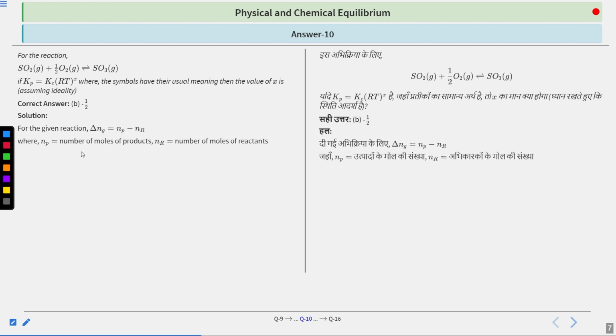So Np is the number of moles of products, or you can say specifically the number of moles of gaseous products, minus Nr, which is the number of moles of gaseous reactants. So that will be calculated as delta Ng. So delta Ng here is what? Delta Ng is here 1 minus 1.5. Here it is 1, and for this it is 1 plus 1 by 2, which is 1.5. So delta Ng comes out to be minus 1 by 2. So the x value is minus 1 by 2.